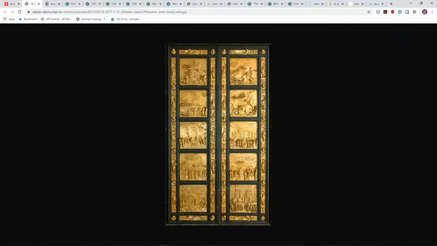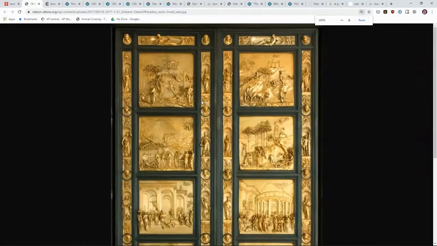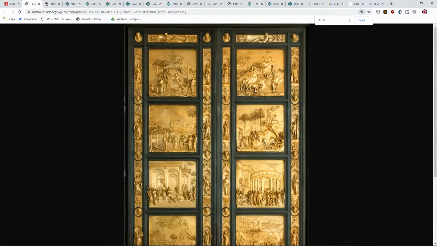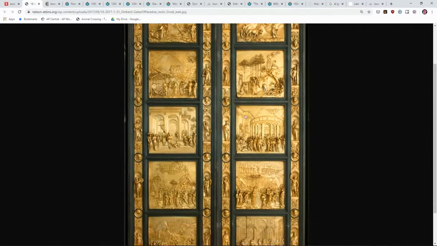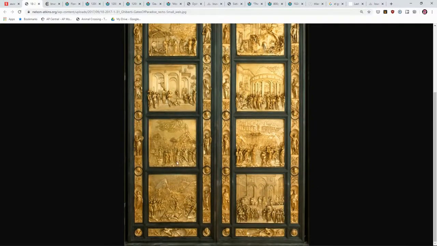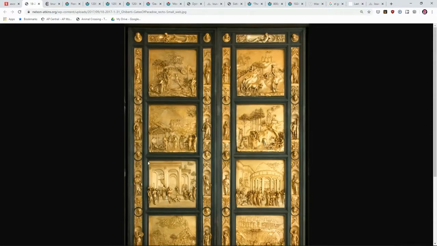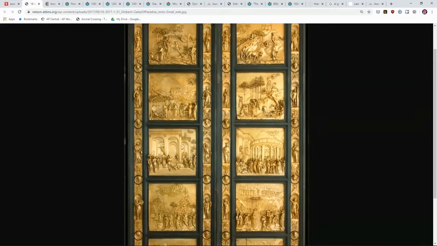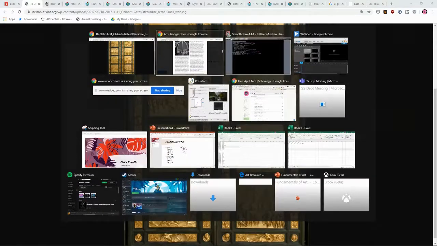Okay, and let's take a look at those Gates of Paradise, as you can see here. Without getting too pixelated here, you see some scenes from the Bible on these gates, but it looks gold. I can't tell you if it's gold plated or actual gold, but these relief carvings right into these doors are pretty magnificent, and kind of attest to why it's called the Gates of Paradise.